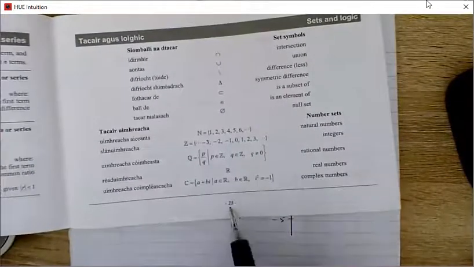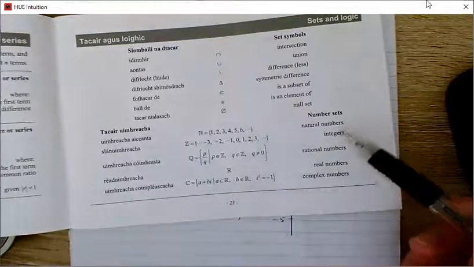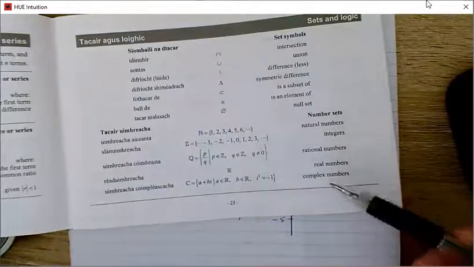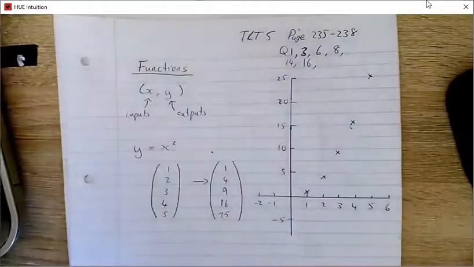Just to start with, during this chapter, a useful page is page 23 here in your log tables, where they tell you all of these different number sets: what natural numbers are, what integers are, rational, real, complex. If you don't know them off the top of your head, it's a useful page to have open.